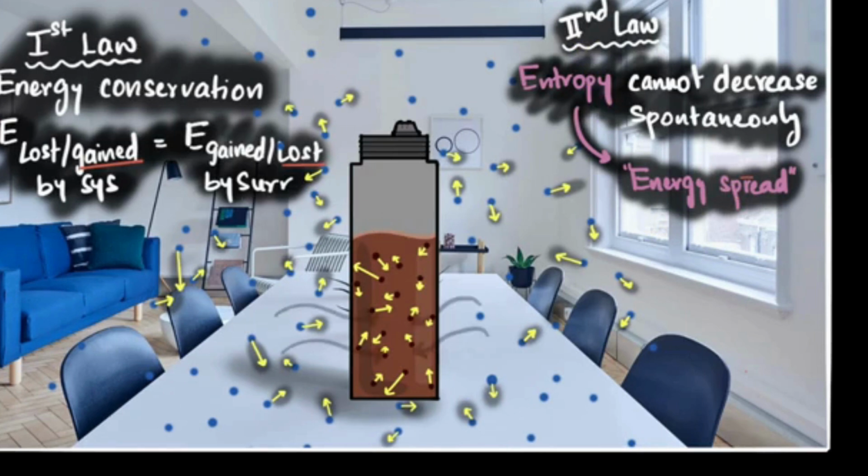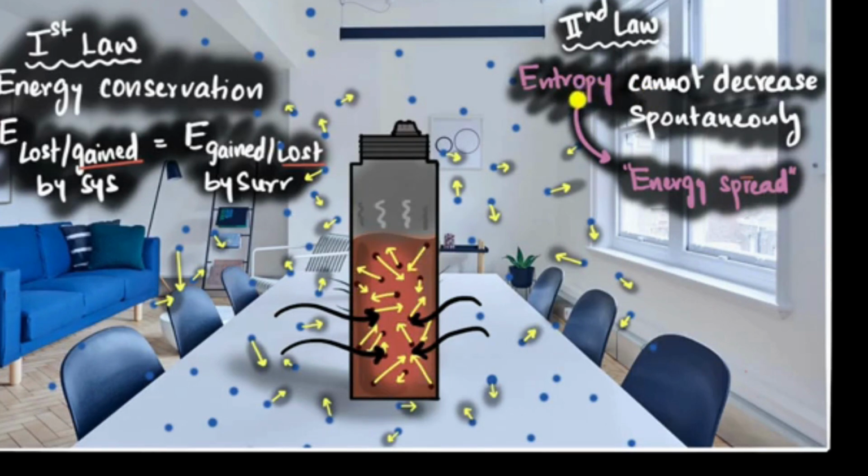But why can't the reverse happen? Why can't the energy from our room just enter into our coffee? Well, if that happened, then look, the energy would get more concentrated, and therefore the entropy would now decrease. And the second law says that cannot happen spontaneously. Entropy cannot decrease spontaneously. That's why a room temperature coffee cannot spontaneously become hotter.